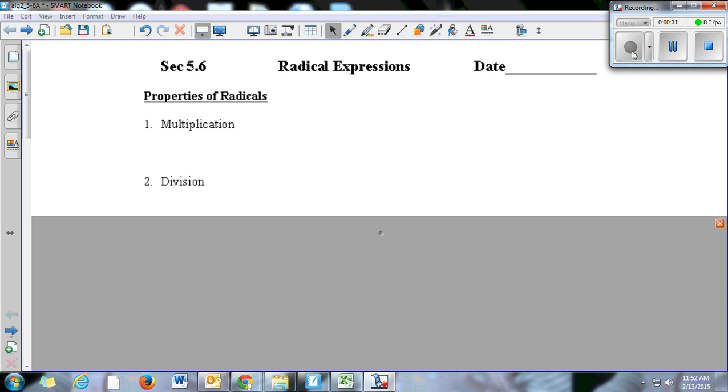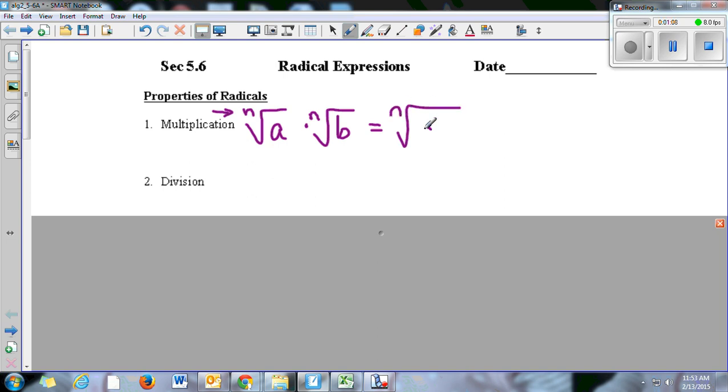So properties of radicals, multiplication, basically what we're saying is this. If I have two radicals at the very least, maybe more, and they have the same index, we'll call it n. So we're looking at the nth root of a times the nth root of b. Again, it could be two square roots, could be two cube roots, could be a fifth root of something times a fifth root of something else. Because they have the same index, the index is that little number right there, I can go ahead and actually multiply the two values together and say it's the nth root of a times b.